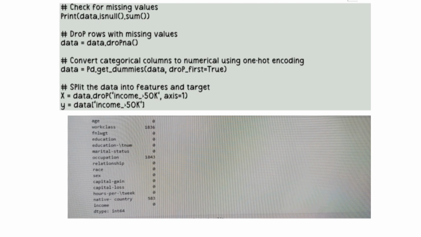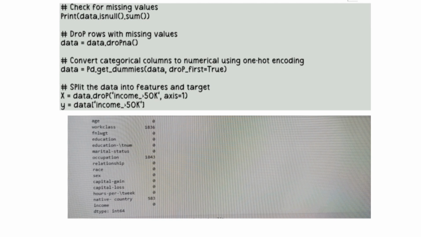Step 2: drop rows with missing values. data is equal to data.dropna(). This line removes any rows containing at least one missing value. dropna is a simple but potentially lossy method. If the missing data is significant or not randomly distributed, this could bias your results. More sophisticated imputation techniques, filling in missing values based on other data, might be preferable in many cases.